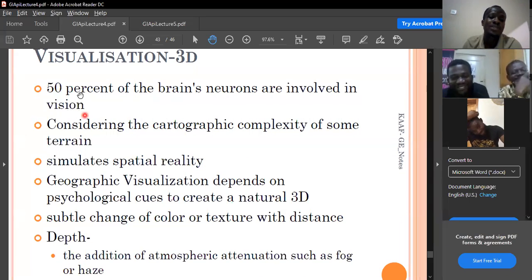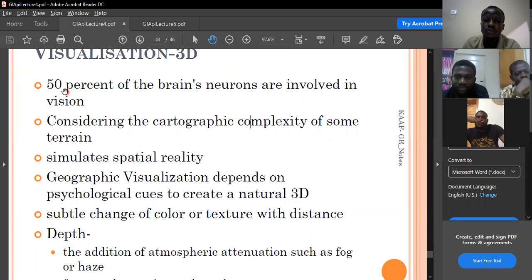All right. So now the reason 3D visualization is important is because 50% of the brain's neurons are involved in vision. What it means is that what you are seeing is really what you are thinking, and that is why you have to be careful how you dress. Because when people look at you, immediately they don't care about your qualification. They start judging, because 50% of your brain is only what you are seeing.